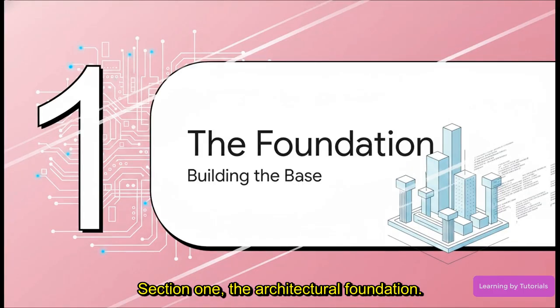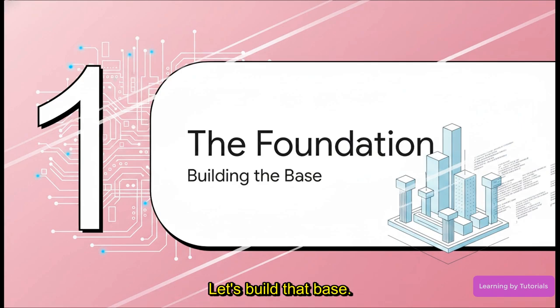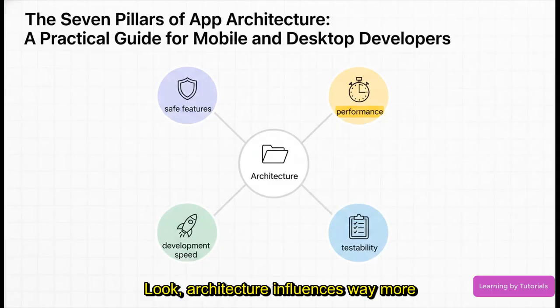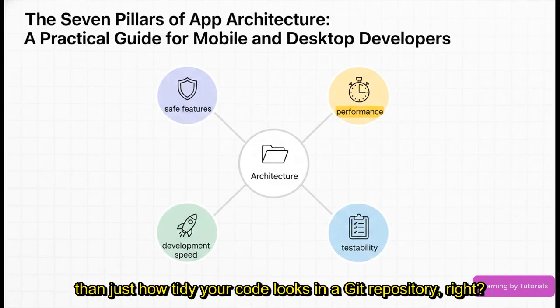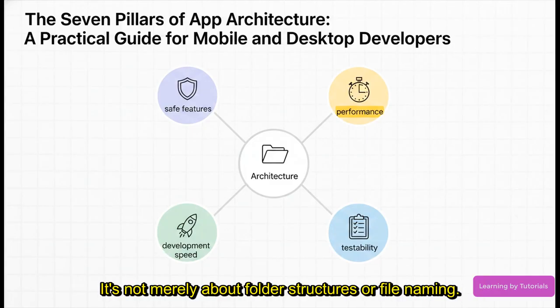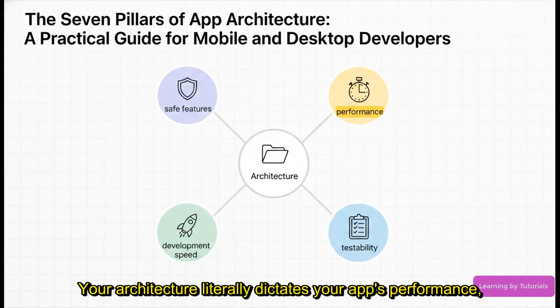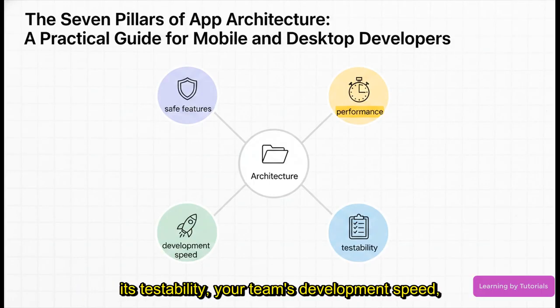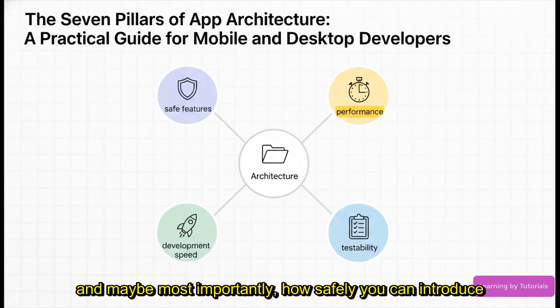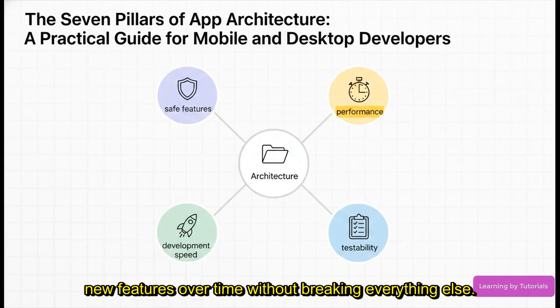Section 1. The architectural foundation. Let's build that base. Look, architecture influences way more than just how tidy your code looks in a Git repository, right? It's not merely about folder structures or file naming. Your architecture literally dictates your app's performance, its testability, your team's development speed, and, maybe most importantly, how safely you can introduce new features over time without breaking everything else.